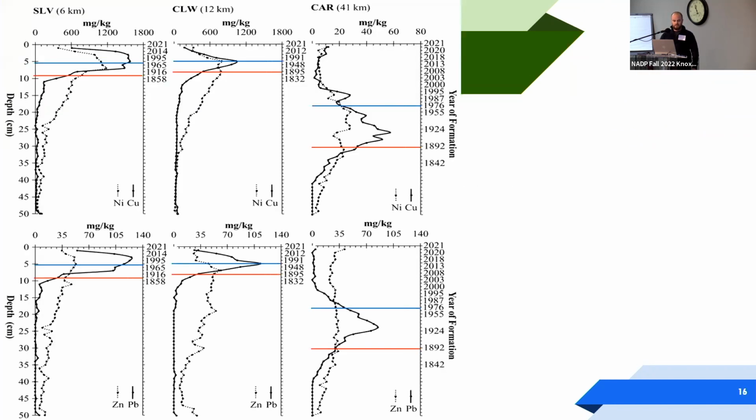And then looking at the metal profiles, copper and nickel are the 2 primary metals that are emitted from those smelters, and we wanted to look at how those lined up with the lead-210 dating and the ages. So again, these are 3 different peatlands.